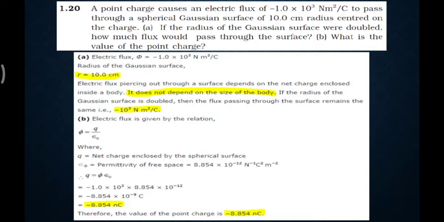We have to find the value of the charge. So the charge q is equal to phi times epsilon 0. Phi is equal to minus 1 into 10 to the power 3, multiplied by 8.854 into 10 to the power minus 12. Then it reduces to minus 8.854 nanocoulomb, because of 10 to the power minus 9. This much charge, and the charge is negative. It means the flux is negative. It shows that there is a negative charge inside the Gaussian surface.